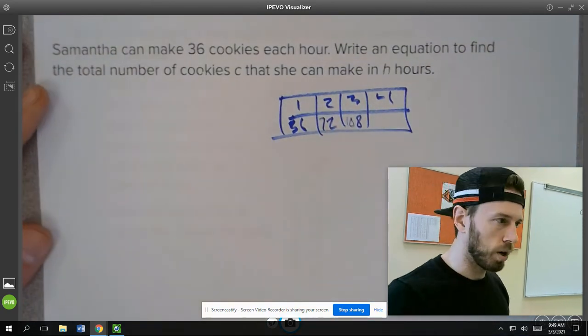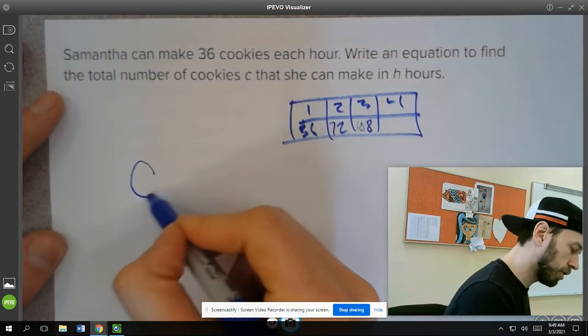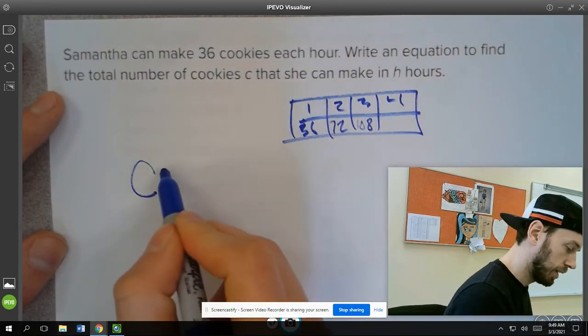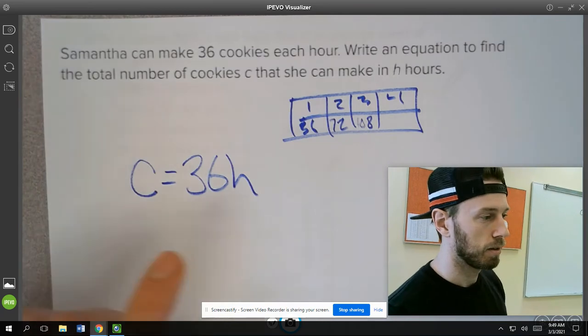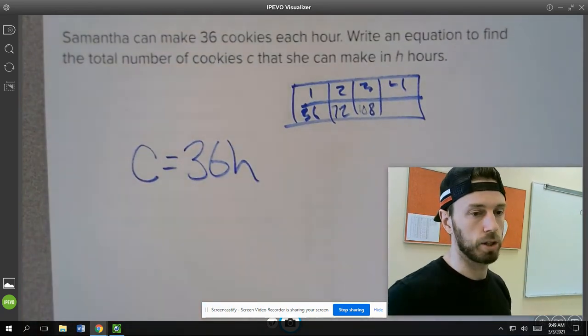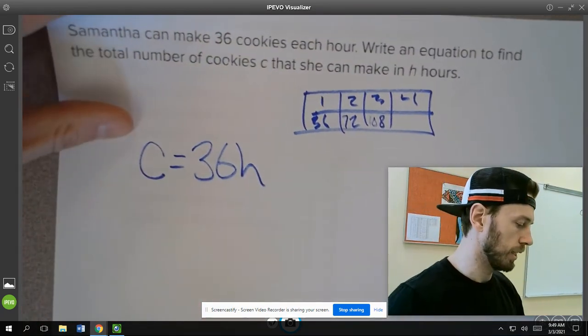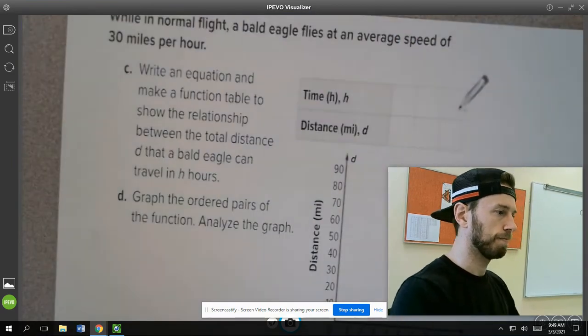So then the function here, the rule, is that the number of cookies she can make is based on making 36 of them per hour. 36 times the number of hours will give us how many cookies she's making. C equals 36h.